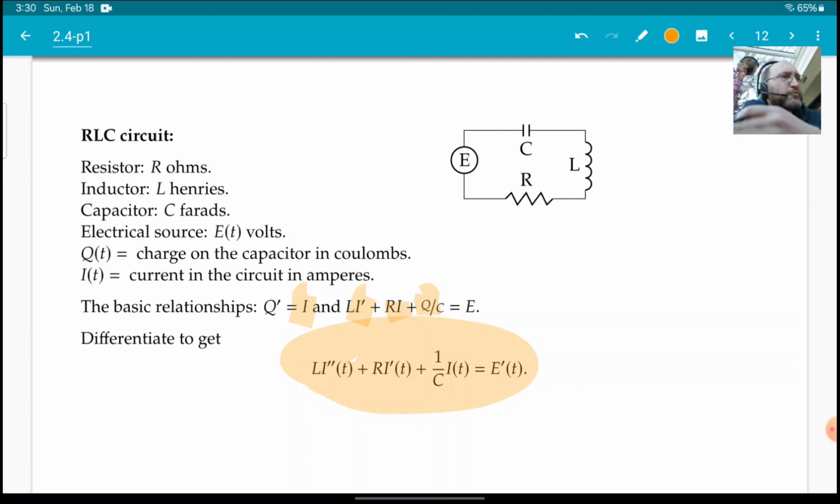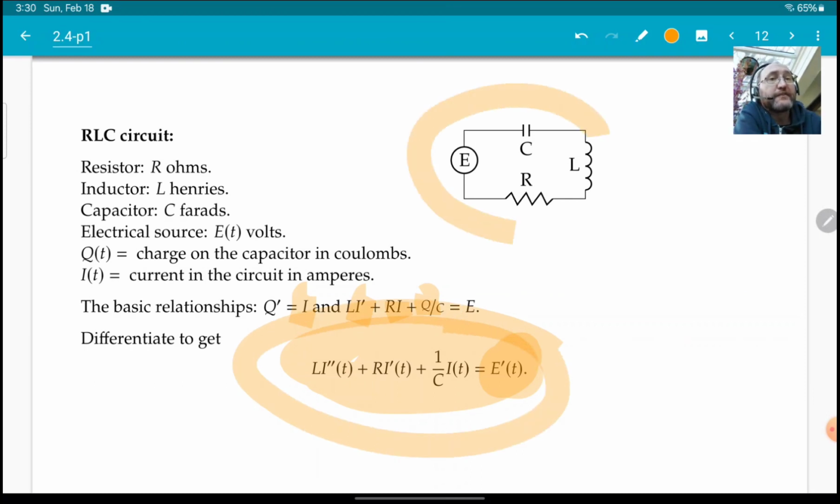And it's precisely of the same sort. L, R, and 1 over C are going to be some positive constants, and here the outside force, the external force on the mass, is the change in voltage. And so we're going to get similar behavior as the mass on a spring. At least the mathematical analysis is going to be the same as the mass on a spring or the RLC circuit.